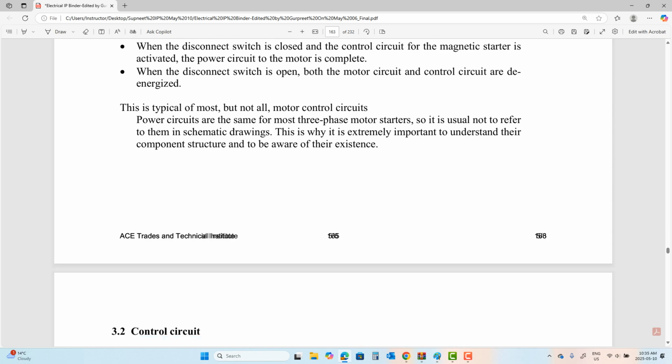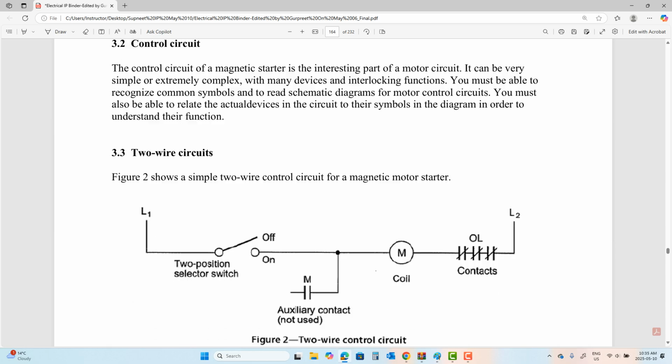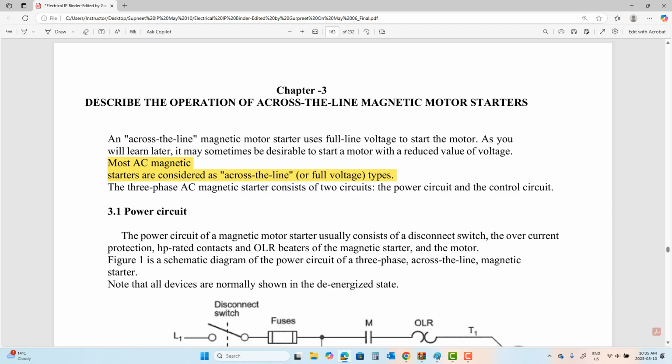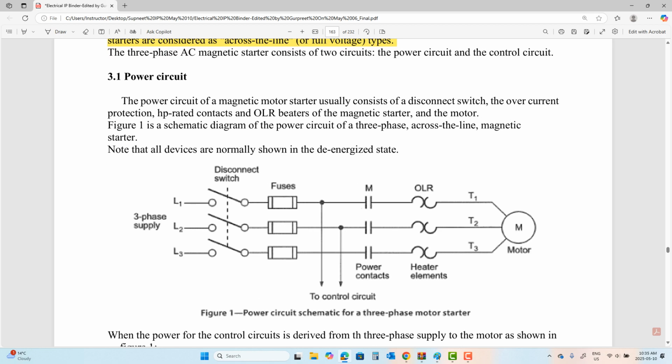Okay? So, what are the different controls that he talks about? Number 1 is a 2-wire control circuit. How does a basic 2-wire control circuit look like? Nothing similar to an on-off switch. You push the button, what happens? The light goes on, right? Same thing. You push this button, M coil energizes. When M coil energizes, M contacts will close, and the motor will start.